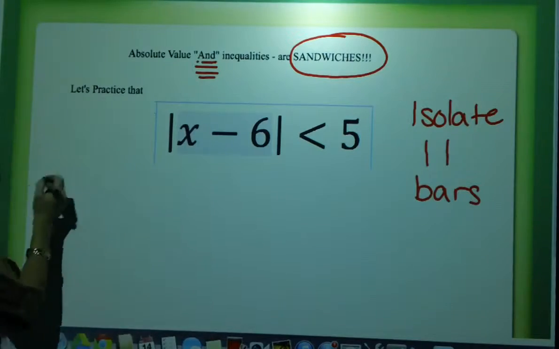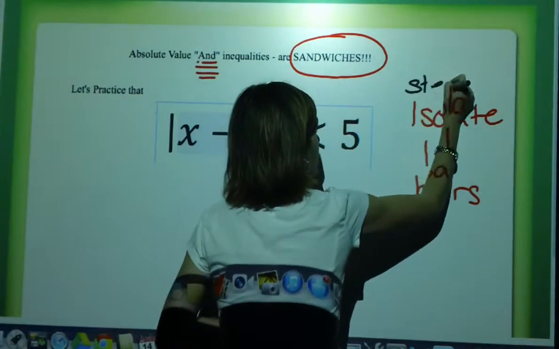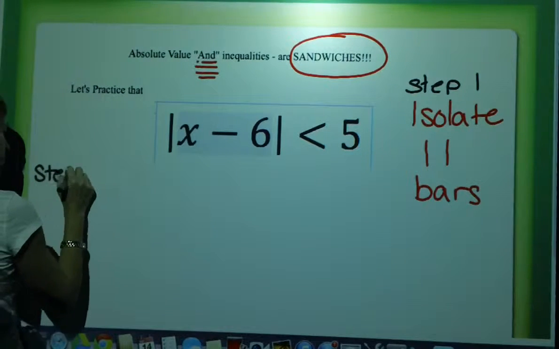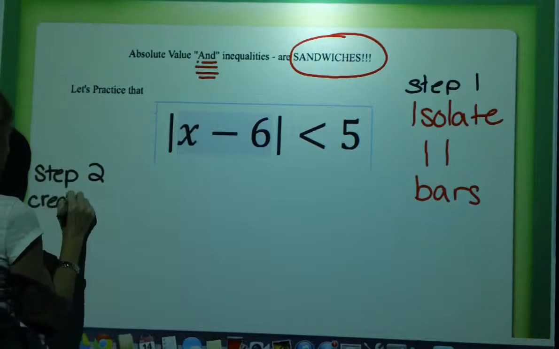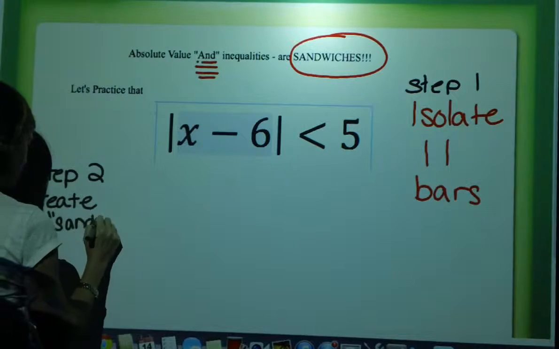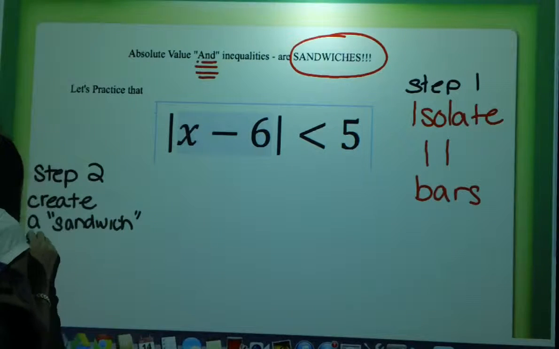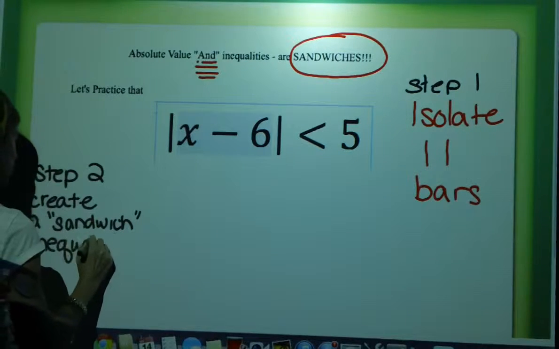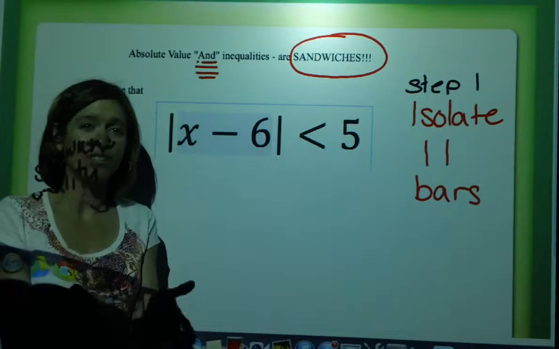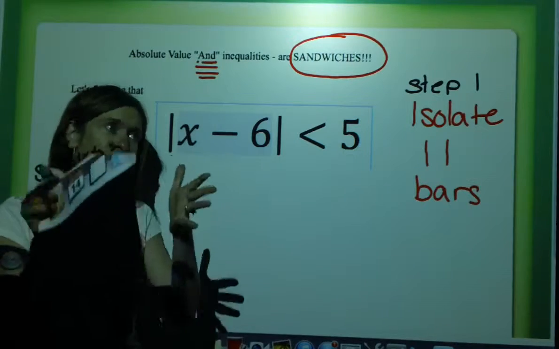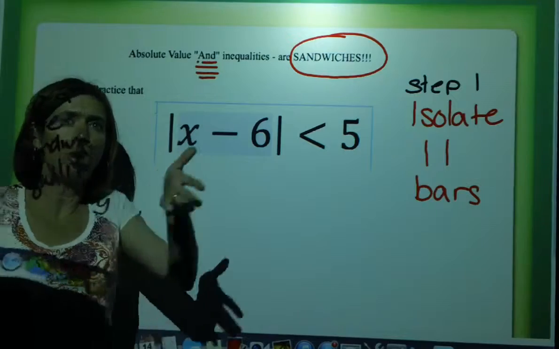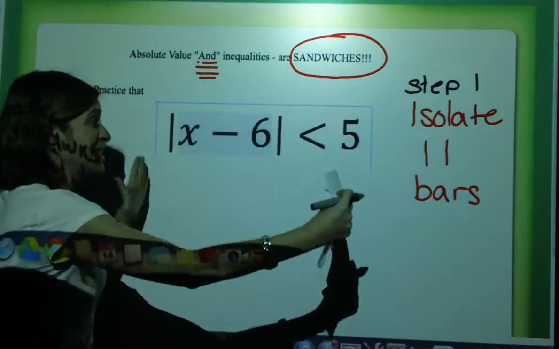Okay, so then step one would be, that would be step one. Step two would be to create a compound inequality. To create a sandwich inequality. Now remember when we talked about absolute value yesterday, we said that absolute value is the distance from a number on a number line, distance between two values on a number line. And distance always has to be positive, but you could still go in the negative direction. So this is going to be the same idea.